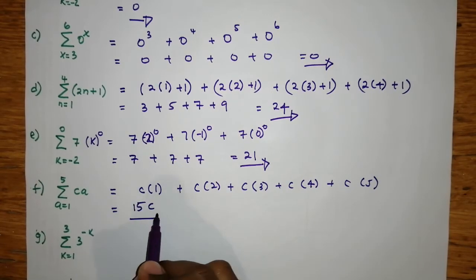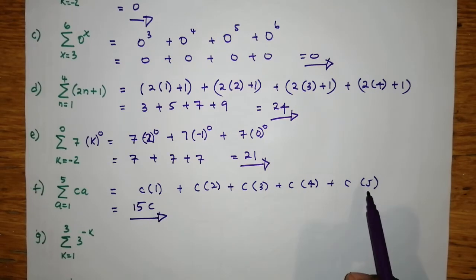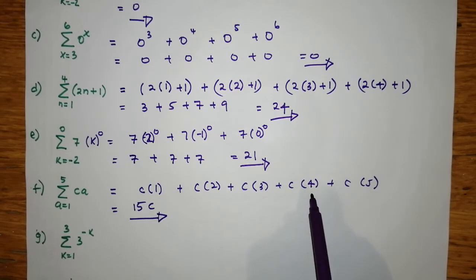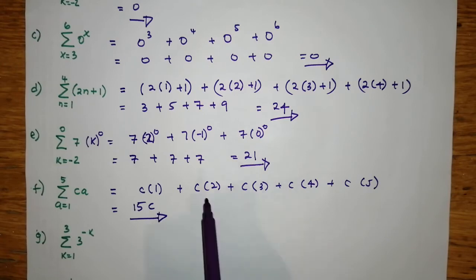So it all boils down to this. All right, do you guys get it? Am I right? So I get 5 plus 4 is 9. This is 12. This is 14. This is 15. Yes, it's 15C.